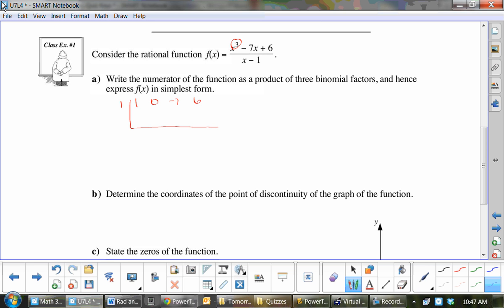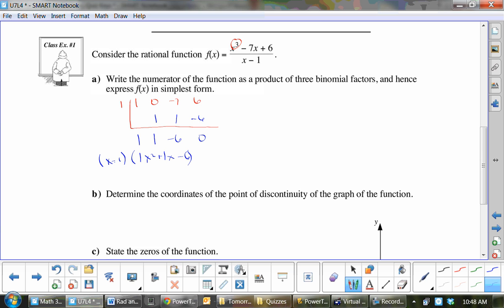Okay, now, drop the 1. 1 times 1 is 1. Add them, you get 1. 1 times 1 is 1. Add them, you get negative 6. 1 times negative 6, negative 6. Sweet, that's what I wanted. So now, remember, I'm just factoring the top. I picked 1 as a root, x minus 1. So now we have x minus 1, and this would be written as 1x squared plus 1x minus 6.